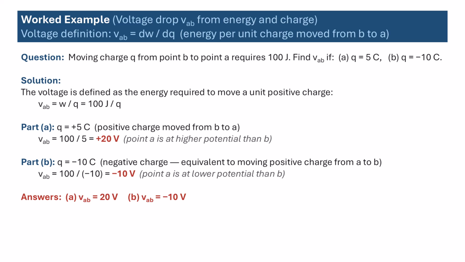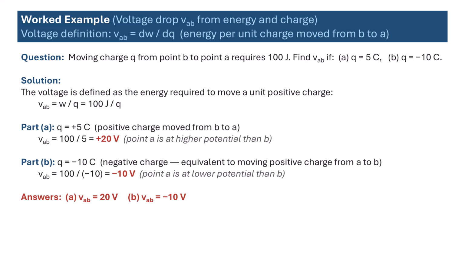The voltage formula is applied directly. V sub AB equals W divided by Q equals 100 joules divided by Q. Part A. Q equals plus 5 coulombs. A positive charge is moved from B to A. V sub AB equals 100 over 5 equals plus 20 volts. The positive result indicates that point A is at a higher electrical potential than point B. Energy is consumed in moving the positive charge from lower to higher potential, as in moving against an electric field.